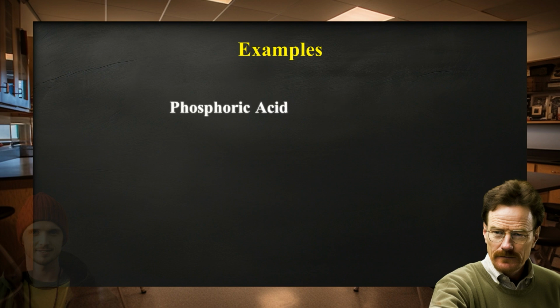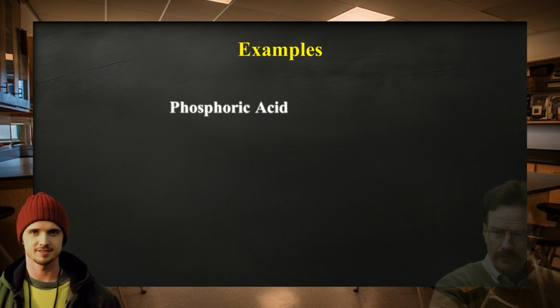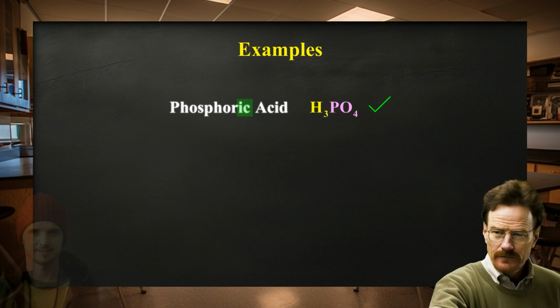Let's try the next one. Phosphoric acid. Okay, so there is no hydro in the name. So this has to be an oxyacid. The ending is "ic." So this has to be the polyatomic ion with the largest number of oxygens. So that is PO4 3 minus. That means we need 3 hydrogen ions to balance it out. So the chemical formula is H3PO4. You got it. Nicely done.